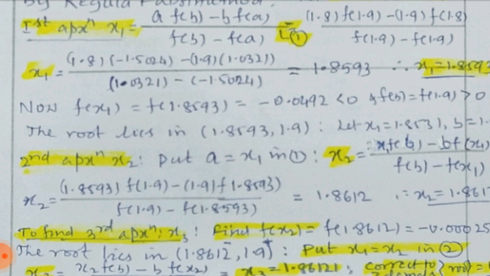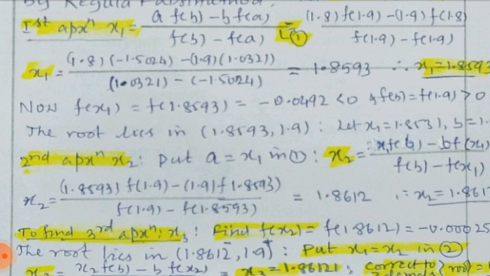Second approximation. So here, just replace a is equal to x1. To find the second approximation, put a is equal to x1 in 1. So we get x2 is equal to x1 into f of b minus b into f of x1 divided by f of b minus f of x1. Substitute the values for x1 and b.